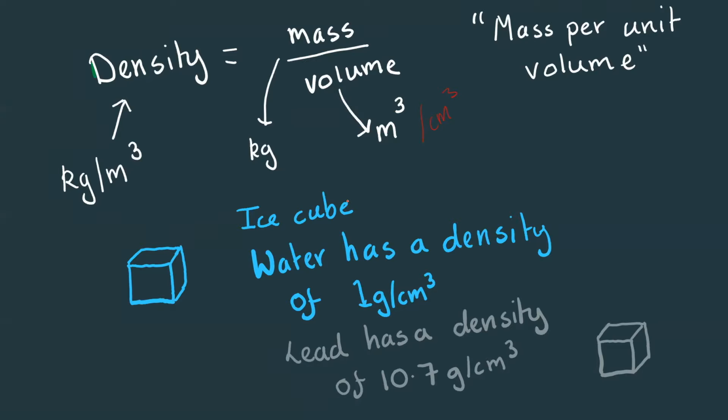So, an example of density: water has a density of 1 gram per centimeter cubed, and lead has a density of 10.7 grams per centimeter cubed. So a cube of lead would be approximately 10 times denser than an ice cube. You can imagine that if you picked up the same volume of each one, the lead would have a bigger mass, so it would weigh a lot more.